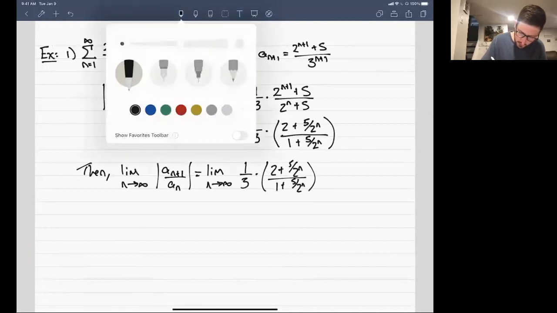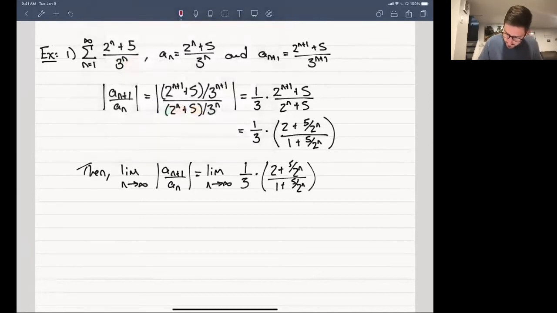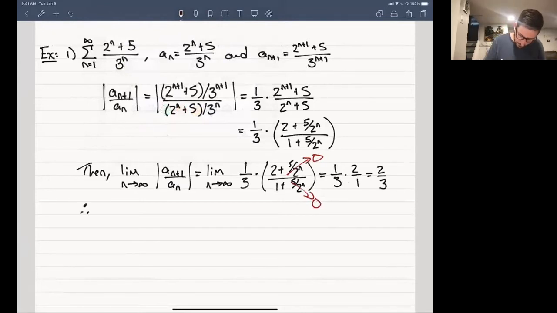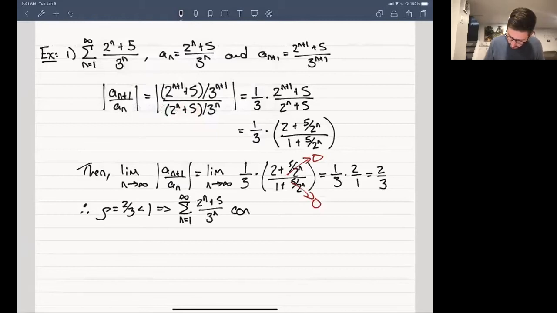Now, those terms divided by 2^n disappear in the limit, so they will be gone. This leaves me with 1/3 times 2 over 1, which is equal to 2/3. So therefore, rho is equal to 2/3, which is less than 1, which implies that this series, the sum of (2^n + 5)/3^n, converges.